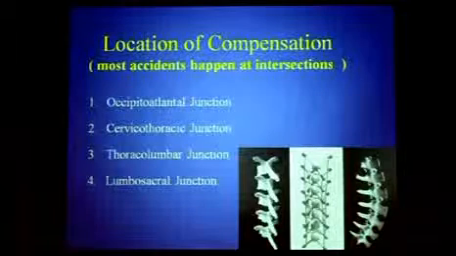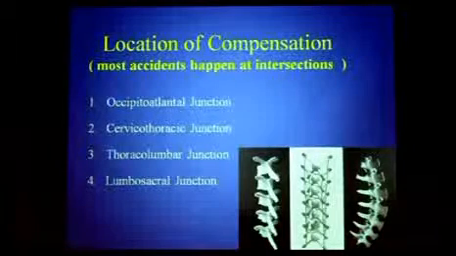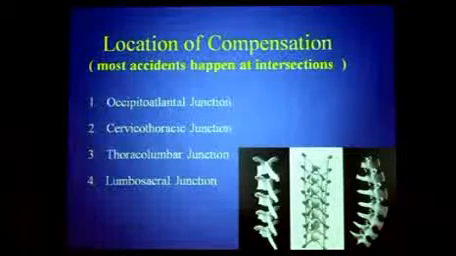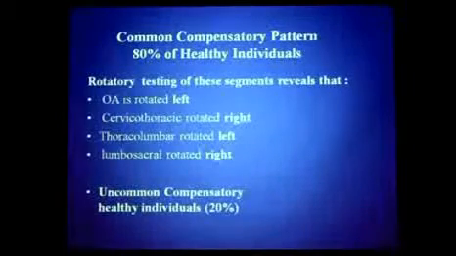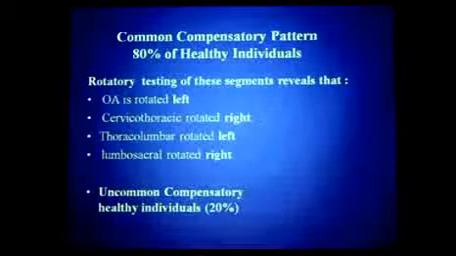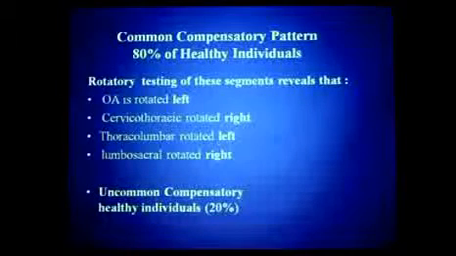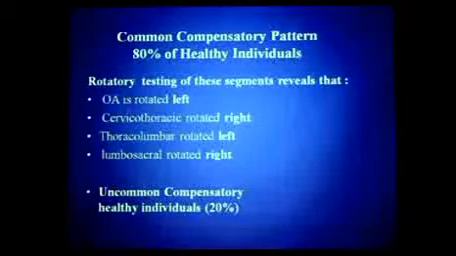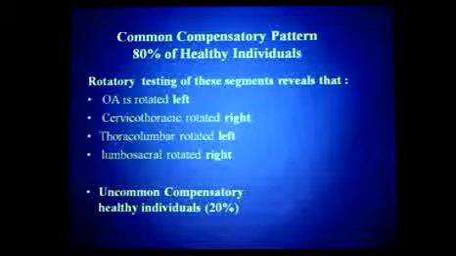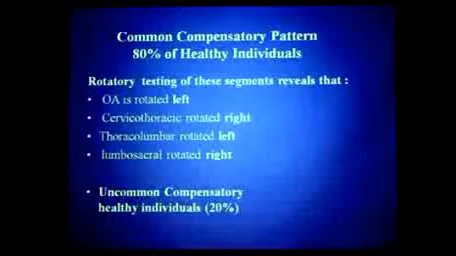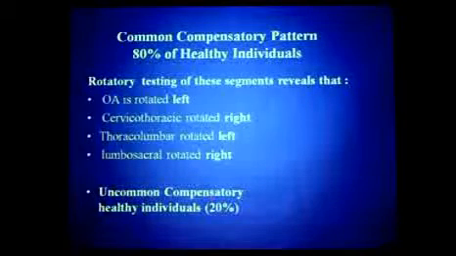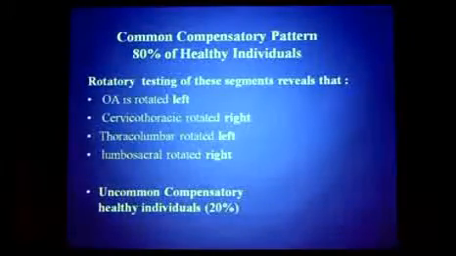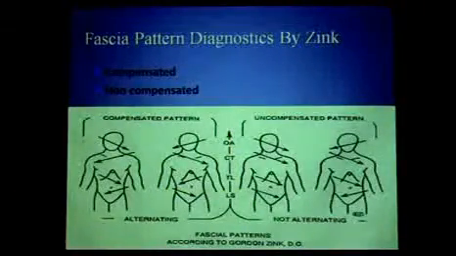This is the area where, we can say, most accidents happen, at the intersection. This is the intersection where the body usually rotates around. He found that about 80% of the healthy population have what's called left, right, left, right. So the OA is rotated to the left, cervicothoracic rotated to the right, thoracolumbar left, lumbosacral right. And 20% of the healthy population is actually going the opposite way: right, left, right, left. And that's how it looks.